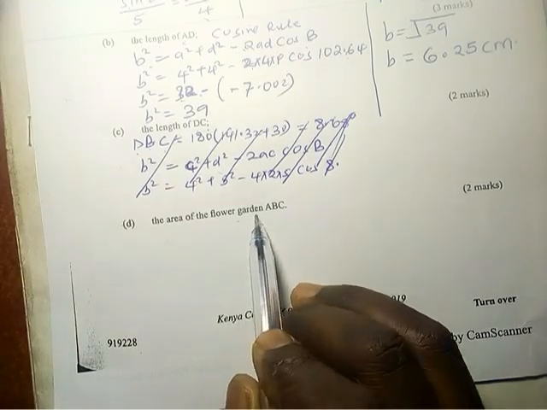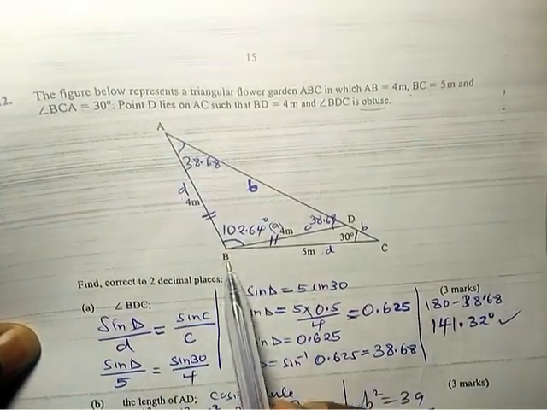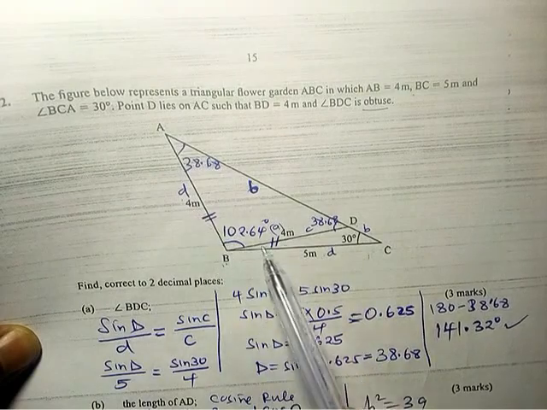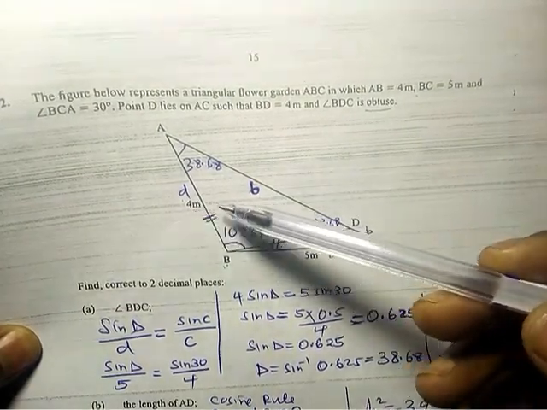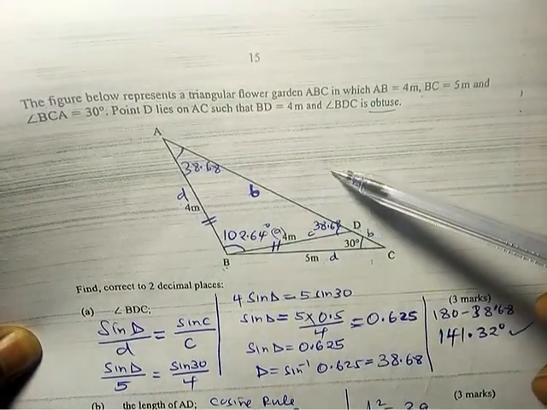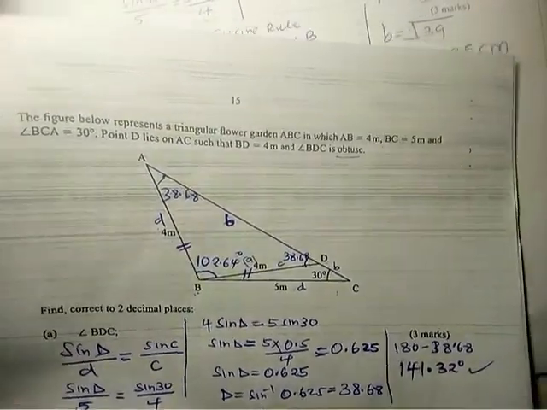Area of the flower garden ABC. So we want to calculate the area of ABC. So to get the area of ABC, we calculate the area of these two triangles and then add. Now here we have side and side and this angle, we are going to use a half times side times sine of the angle which is between. So by so doing, we will get the area.